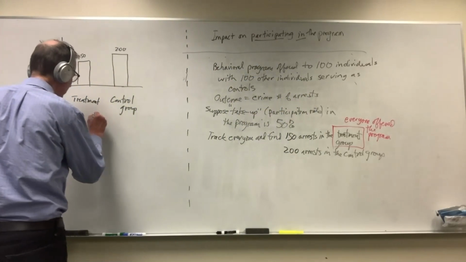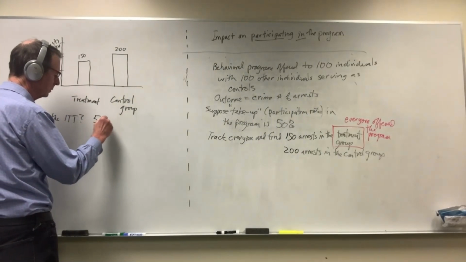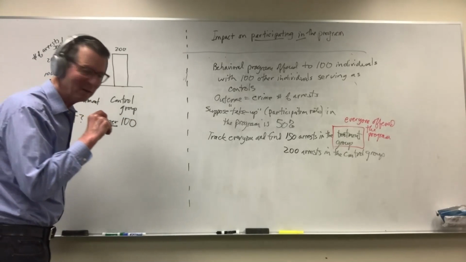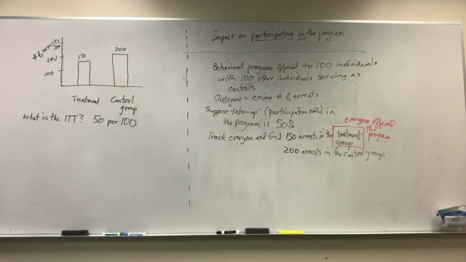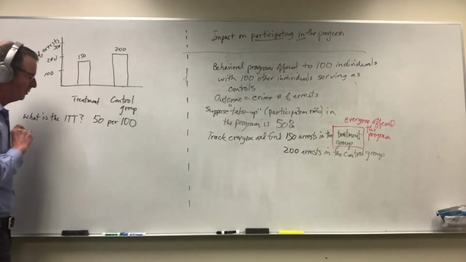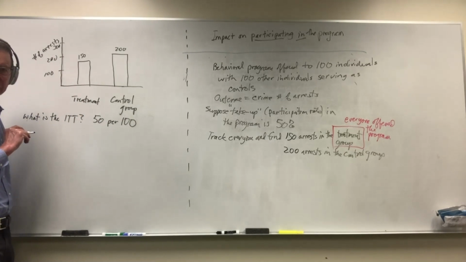$50 per how many individuals? Per 100 or 200? 100. Right? Yeah, 100. So of the 100 who were offered the program, well, of the 100 in each group, the difference in arrests was 50. So it's 50 per 100.